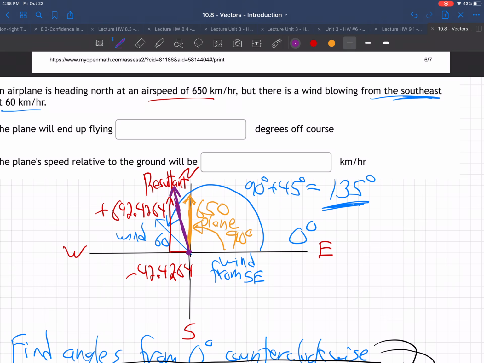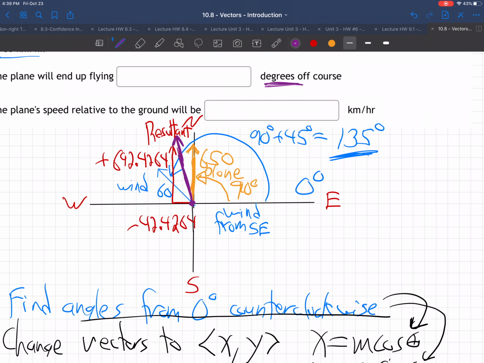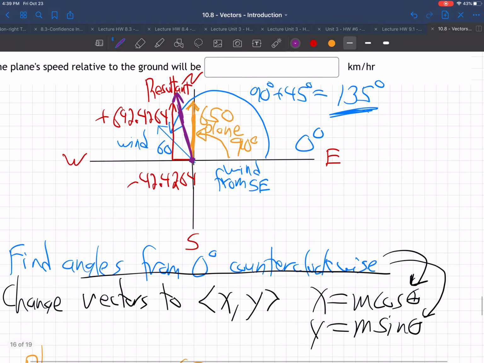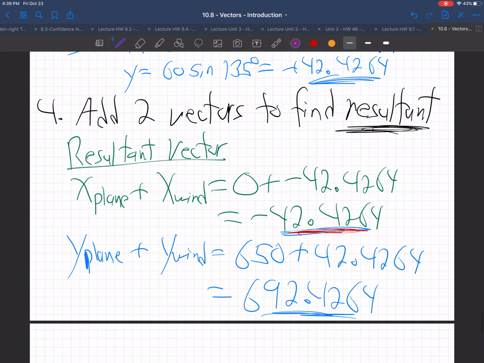Right? No big surprise. Okay, so they're asking us exactly how many degrees off course. How do we find that angle there exactly? Well, let me suggest that probably the easiest thing to do on this problem is we're basically trying to find the vector angle, right? The angle from here, theta, and then we can just subtract 90 to find how many degrees off course it is. So the vector angle, remember how to find a vector angle.